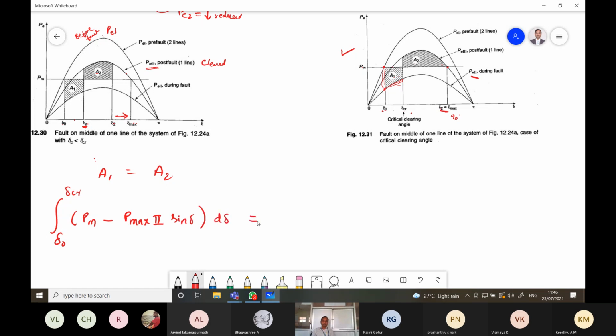d delta is equal to, now for area 2, what is area 2? Delta CR to delta max, here to here, up to delta max. So this refers to which curve? Curve number 3, P max 3 is there. So therefore P max 3 sin delta minus PM, minus PM, into d delta. This is equation number 1.